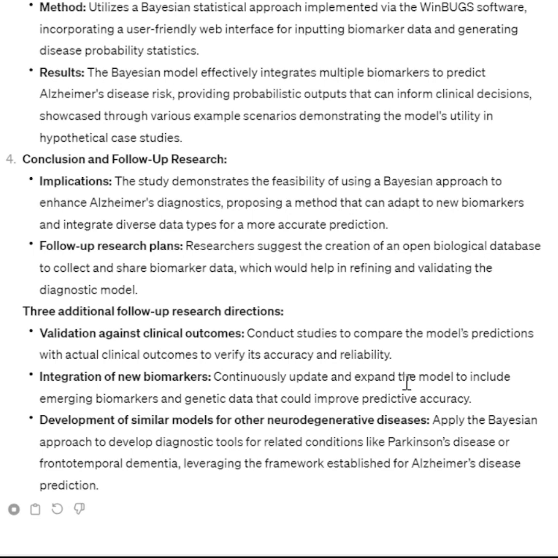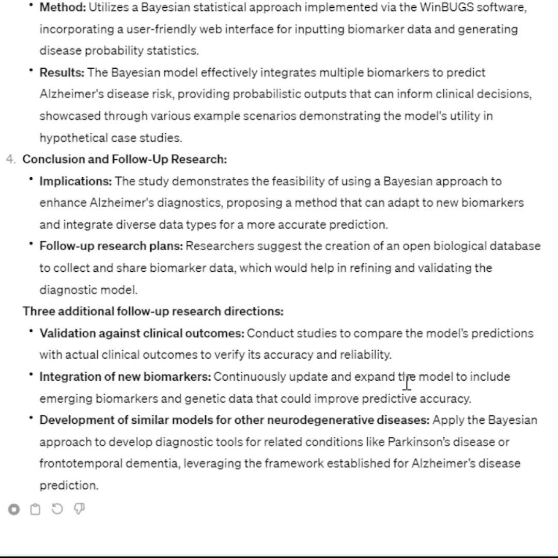4. Conclusion and follow-up research. Implications: the study demonstrates the feasibility of using a Bayesian approach to enhance Alzheimer's diagnostics, proposing a method that can adapt to new biomarkers and integrate diverse data types for a more accurate prediction.